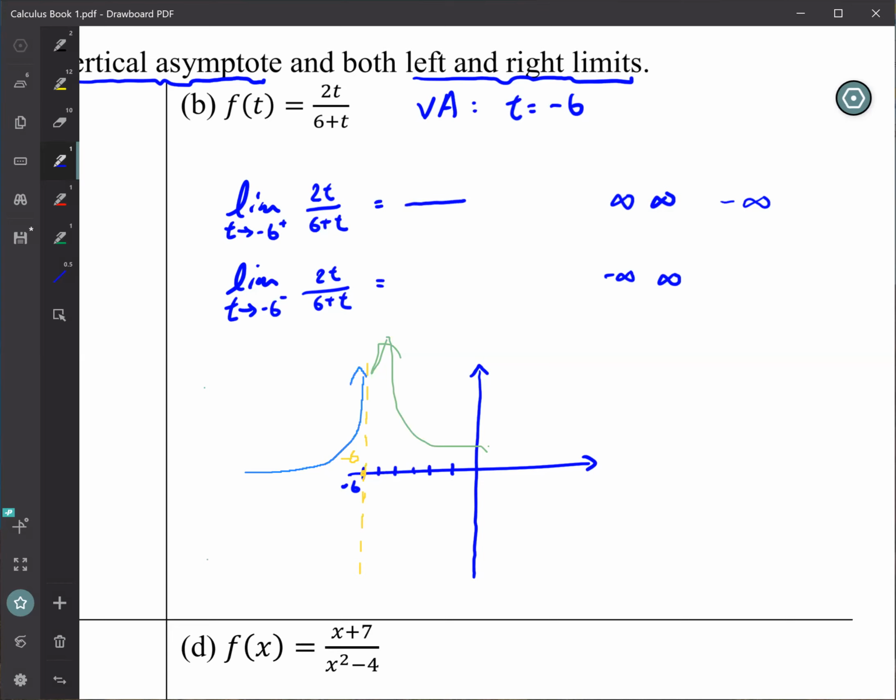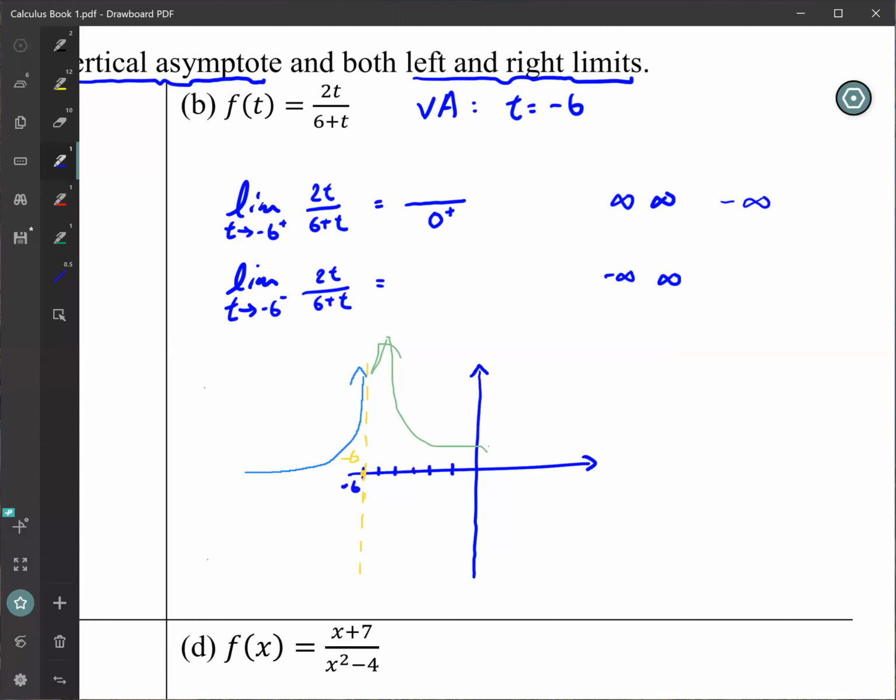Negative 5.9. Yep, a little bit bigger than -6, right? So the bottom part will be 6 minus 5.9. So that will be close to 0, and positive or negative, Emily? Positive. Yeah, right? Because it's 6 minus 5.9, or 5.999, right? So it's just a little bit bigger than 0.